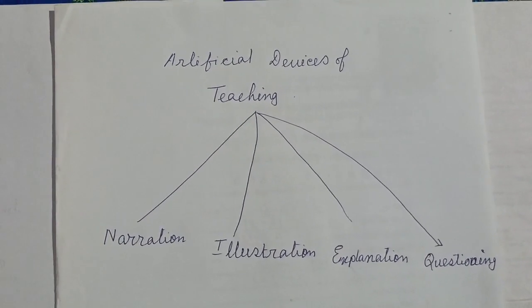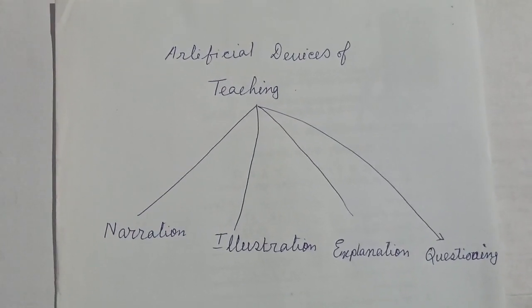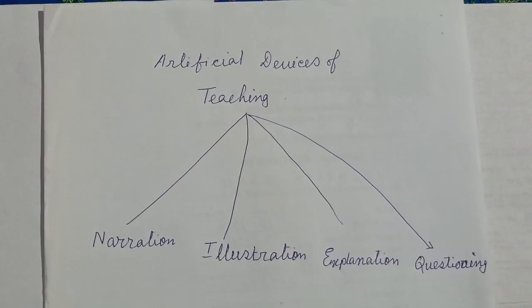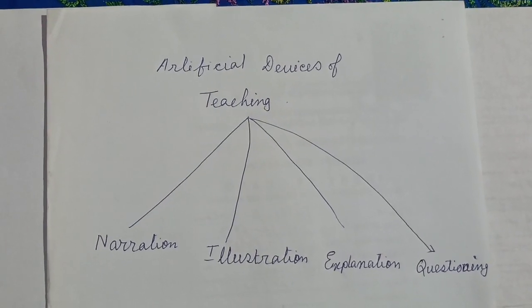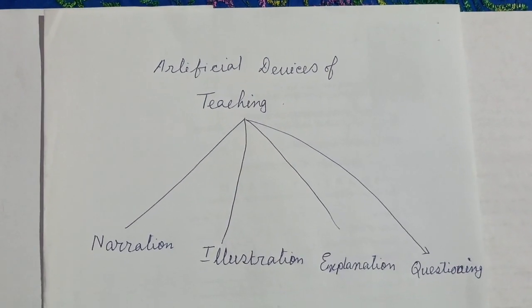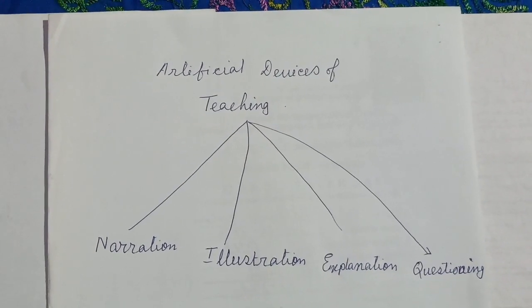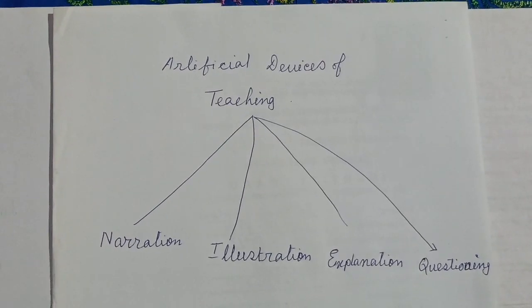So how can we find the difference between all the three? Let us see once again. Narration is oral discussion. Illustration is only narration on the basis of certain teaching aids, but in explanation, along with oral discussion, from time to time, certain teaching aids are taken to teach the concept.